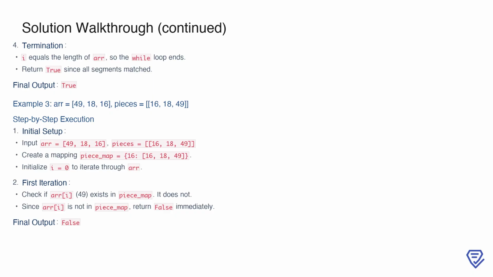First, we create the piece_map, which in this case becomes {16: [16, 18], 49: [49]}. We initialize I equals 0 to iterate through ARR. In the first iteration, we check if ARR[I], which is 49, exists in piece_map. Here, 49 is not a key in piece_map. As a result, we immediately return false because the current element of ARR cannot be matched to any piece. This concludes the process for this example, with the final output being false.